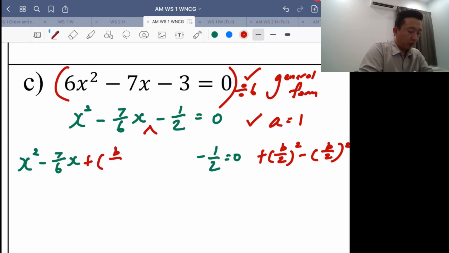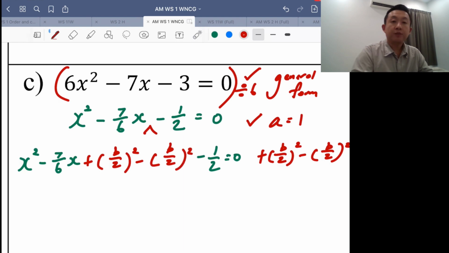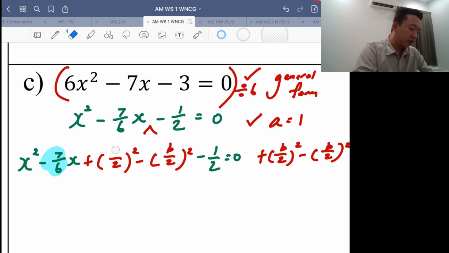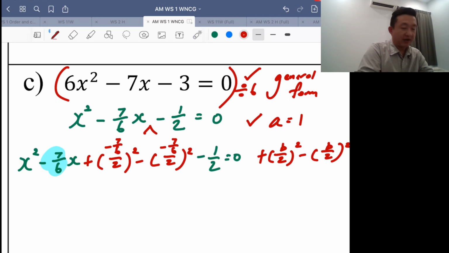So b over 2 squared minus b over 2 squared. And the situation here will be a bit different. Why? Because your b is not a whole number. It's a fraction. So if you were to put it in here, that will be hard to understand, right?